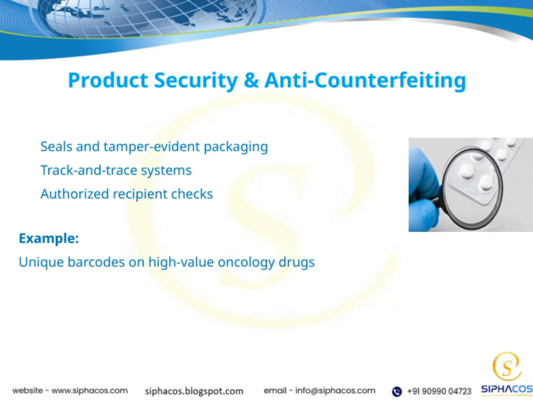Next, track and trace systems play a crucial role. They allow us to monitor the journey of each product through the supply chain, ensuring authenticity at every step. This is especially important for high-value or sensitive items.